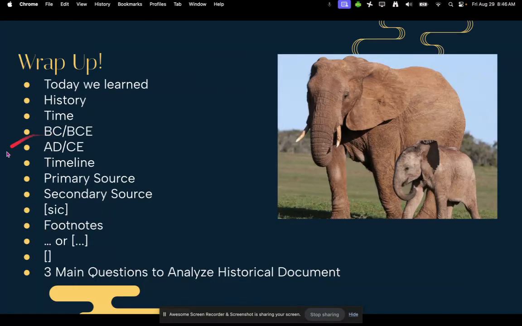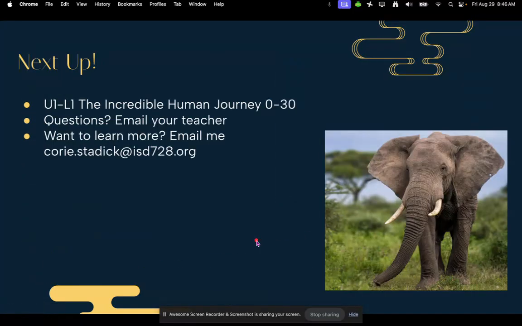So, all right, let's wrap this up. Today, we learned about history, time, BC, BCE, AD, CE, timeline, primary source, secondary source, sic, footnotes, dots, the brackets, and the three main questions to analyze historical documents.